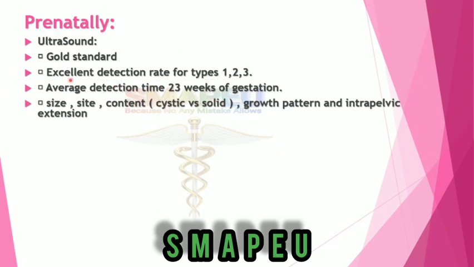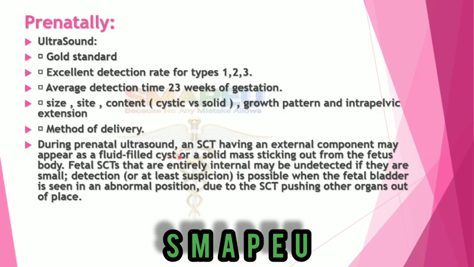We can assess the size, site, content, that is cystic versus solid, growth patterns, and intrapelvic extension of the tumor. Based on this assessment, we can plan our method of delivery in future. During the prenatal ultrasound, a sacrococcygeal tumor having an external component may appear as a fluid-filled cyst or a solid mass sticking out from the fetal body. Fetal sacrococcygeal teratomas that are entirely internal may be undetected if they are small. Detection, or at least suspicion, is possible when the fetal bladder is seen in an abnormal position due to the teratoma pushing other organs out of place.